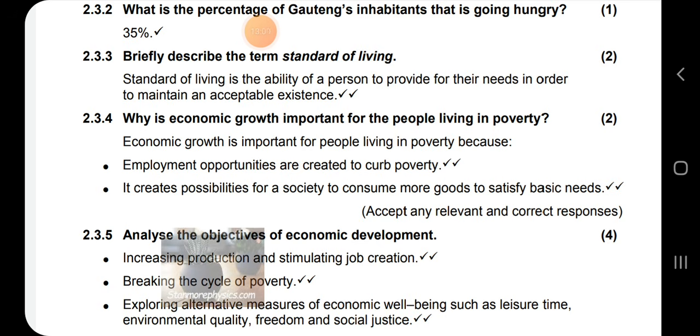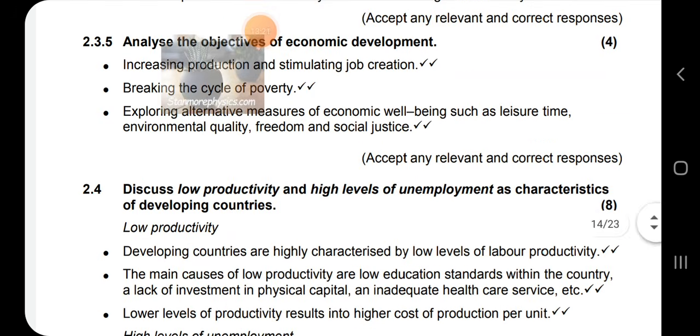And then they say, accept any other relevant answer. So you're not limited to this. Anything that connects to why economic growth is important for people living in poverty, then you are going to get your marks. Okay, it's 2 marks, so you need a full 1 point written in a full sentence. And then 2.3.5 says, analyze the objectives of economic development.